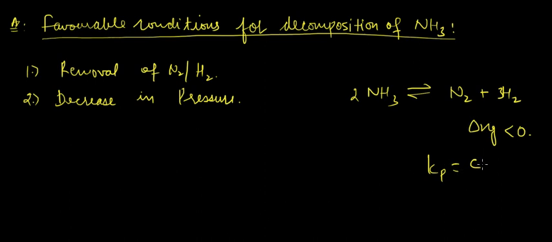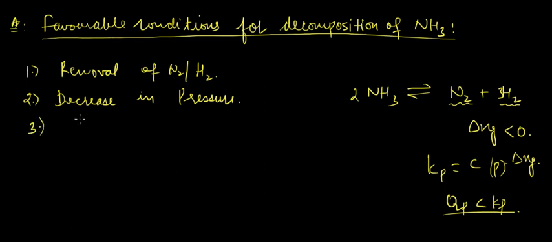So what will happen is, Kp is nothing but C times pressure to the power of delta Ng. Okay, delta Ng. So if we are decreasing the pressure, what will imply is Qp will become less than Kp. Okay, so hence equilibrium will again shift in the forward direction, resulting in more conversion of reactant into product, or more decomposition of ammonia into N2 plus H2.